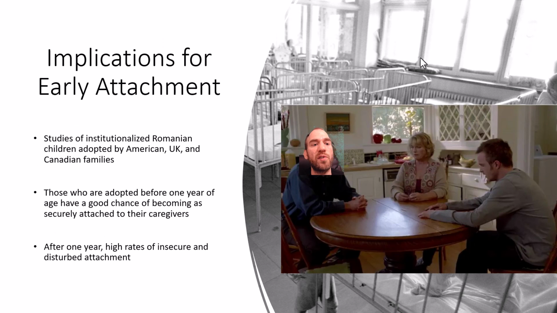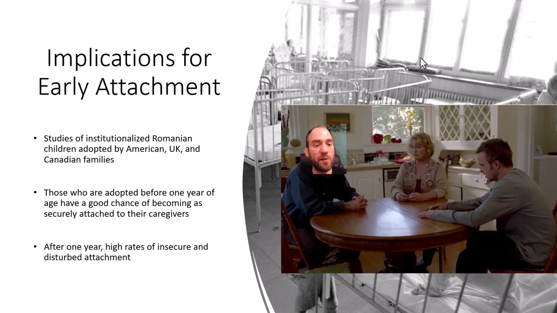Other implications for early attachment: studies of institutionalized Romanian children adopted by American, UK, and Canadian families. Children who were adopted before 1 year of age have a good chance of becoming as securely attached to their caregivers as a child who was never institutionalized. However, after 1 year of institutionalization, there are high rates of insecure and disturbed attachment.